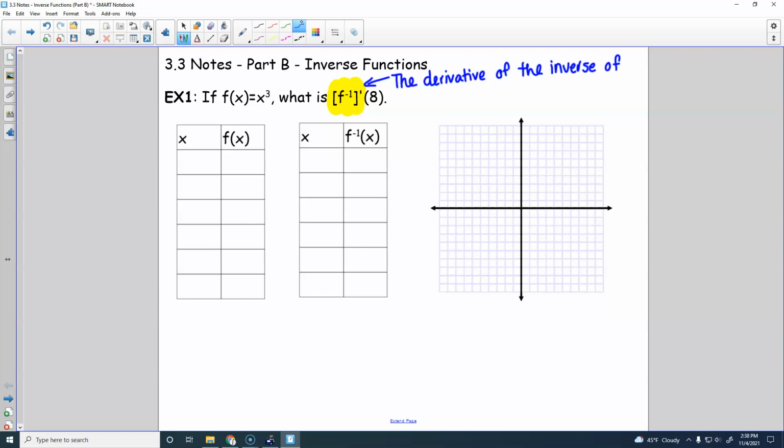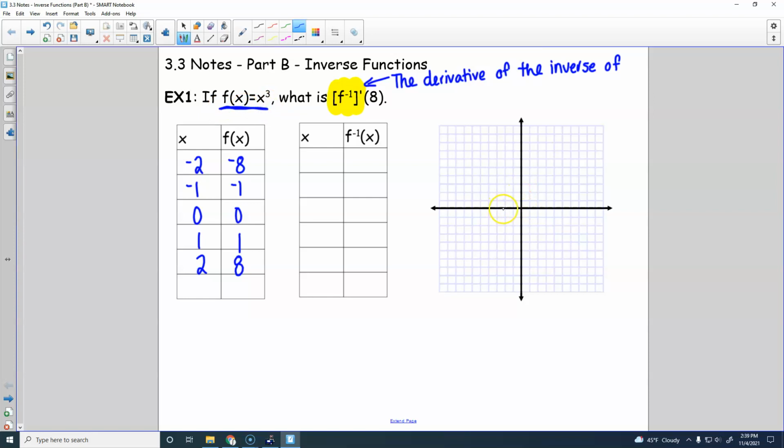Okay, so if we've got f of x equals x to the third here, if I want some points for x to the third power, like if I plugged in -2, what would I get? -8. If I plugged in -1, I'd get -1, then 0, 1, 2, 8. Pretty much nothing else is going to fit on this graph, so I'm going to stop there. I'm just cubing the numbers because my function here is x cubed.